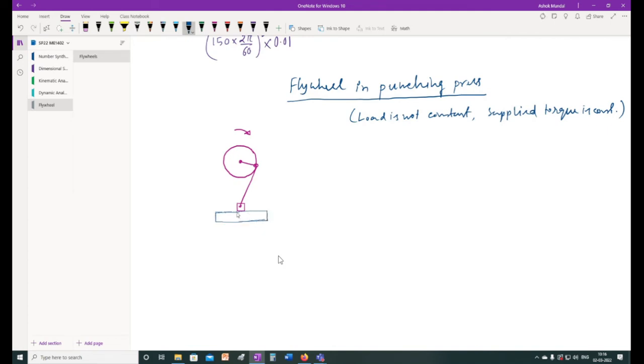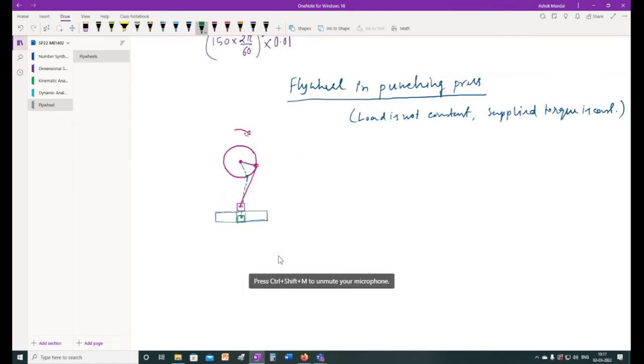Okay, and it makes a hole like this in the material. The hole becomes complete when, suppose at some point of time, the crank came to this position and the hole making process is completed. Suppose the puncher is here, the hole making process is completed. So the energy required is only during this period. Only during this period energy is required.